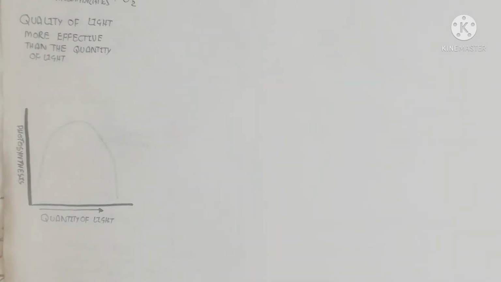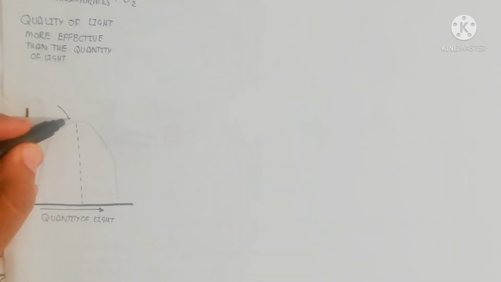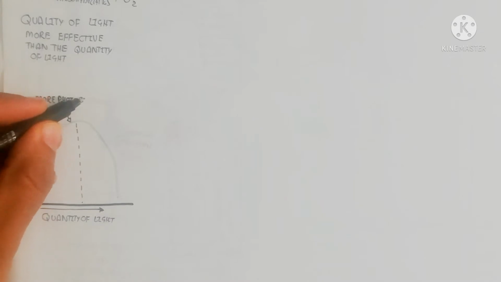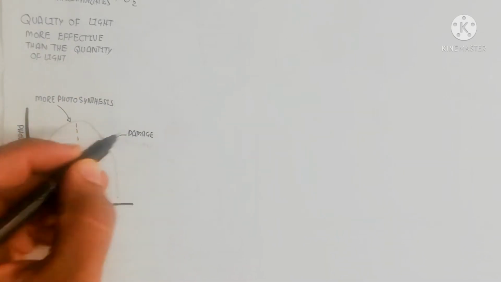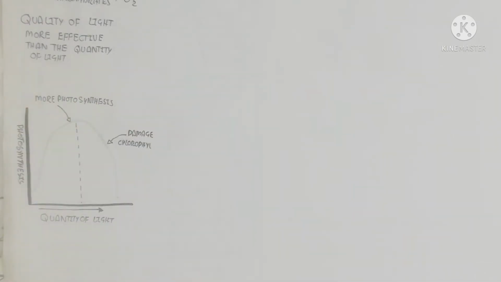But when we increase the quantity of light further, the high intensity light damages the chlorophyll, which will decrease the photosynthesis. But in the case of quality, we will discuss that also.